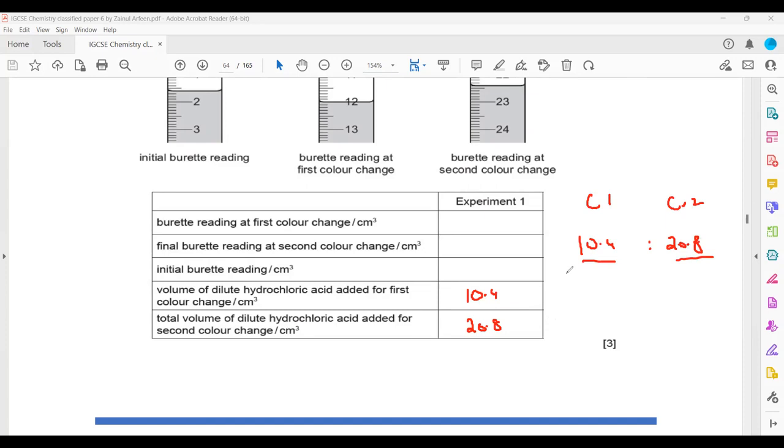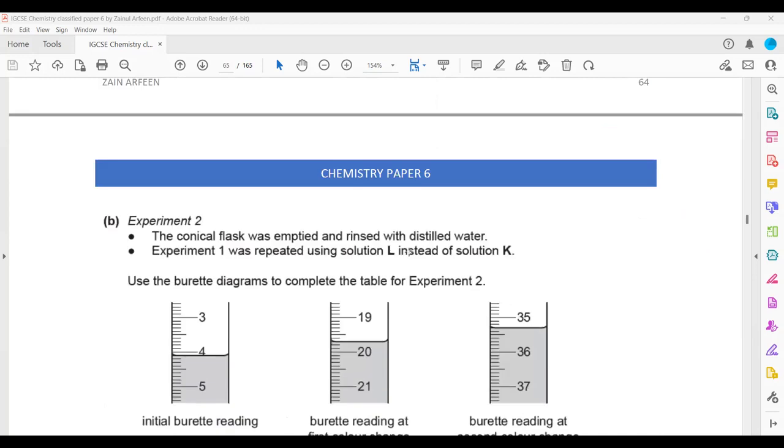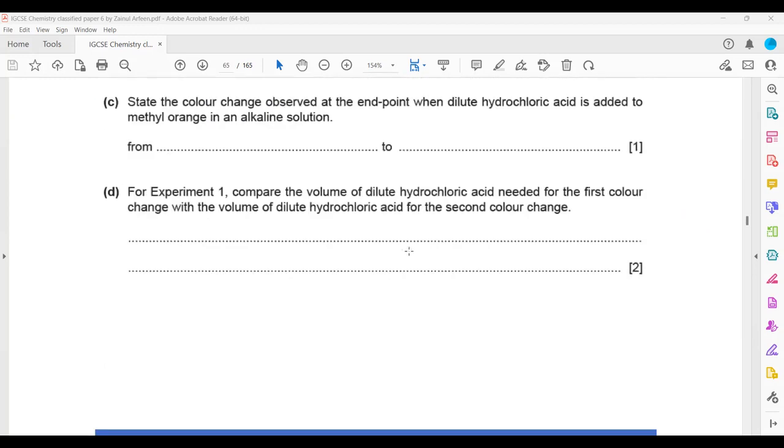First color change, we need 10.4. Second color change, 20.8. Can you form a ratio or relation? 1:2. You can see for the second color change, the volume needed is twice as compared to the first color change. So the answer here, because one is 10.4, another is 20.8, it's double. Or you can also say the volume for the color change is double or twice, or 1:2 is a ratio.